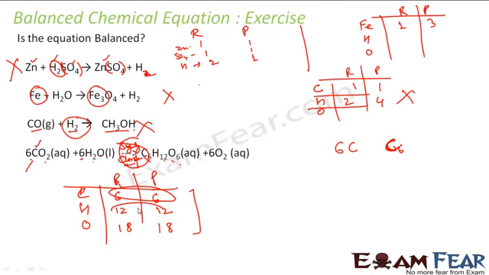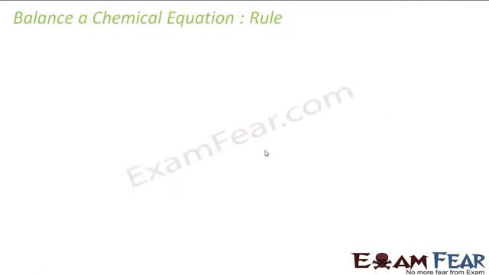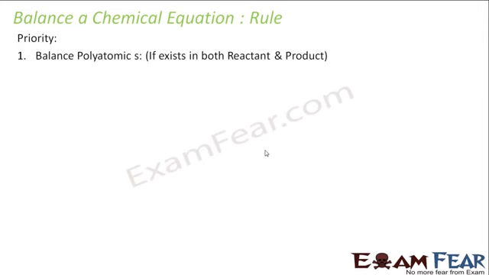So we have seen some of the equations here are not balanced, but we are told that all the equations have to be balanced, right? Chemical equation. So how should we balance an unbalanced chemical equation? So here is the rule, priority wise. First, balance polyatomic things, right? If they exist. For example, SO4, OH, NO3. These are polyatomic things.